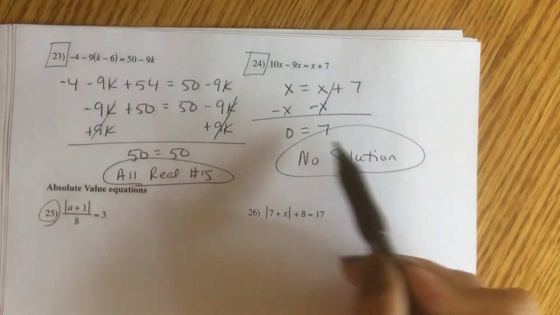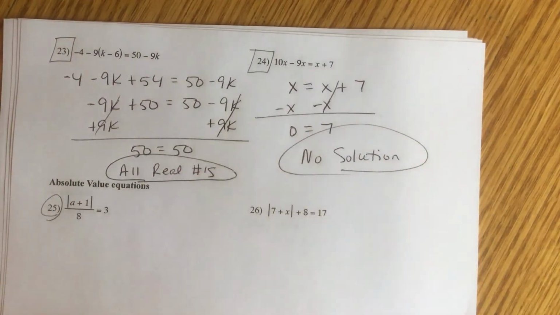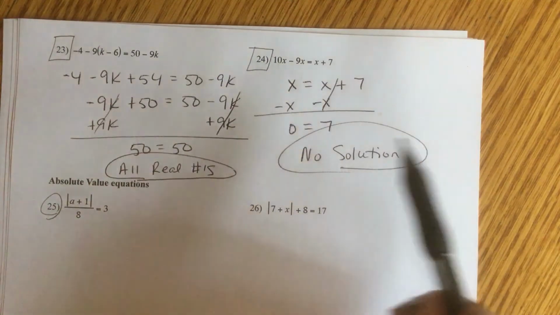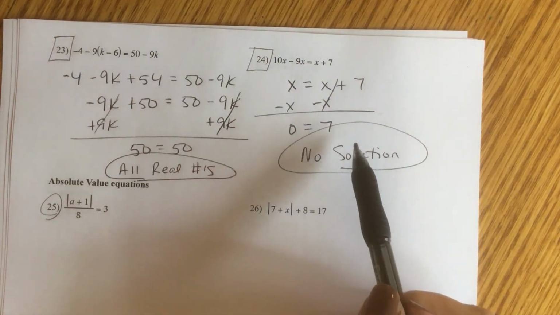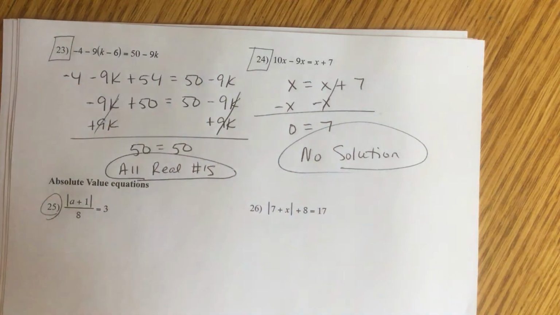When you get 0 equals 7, that can never happen. It can never be true. There's no variables left, so there's nothing to play with. There's nothing to make it true. So when you get something that cannot happen, you say no solution. So just watch for that.